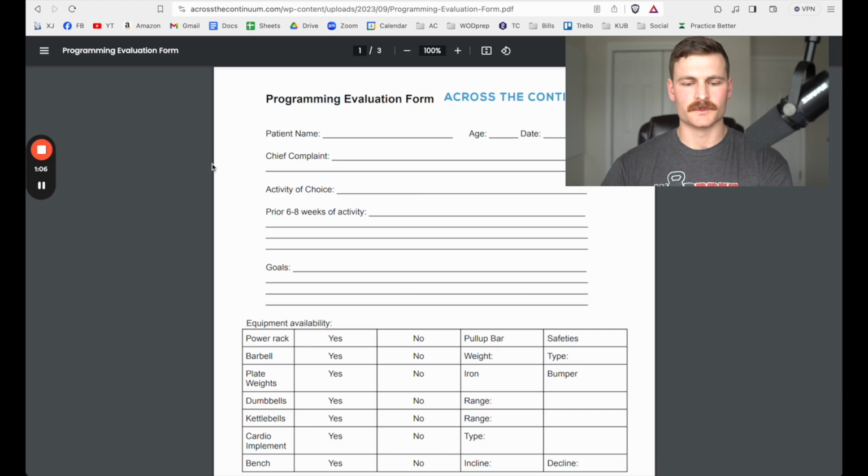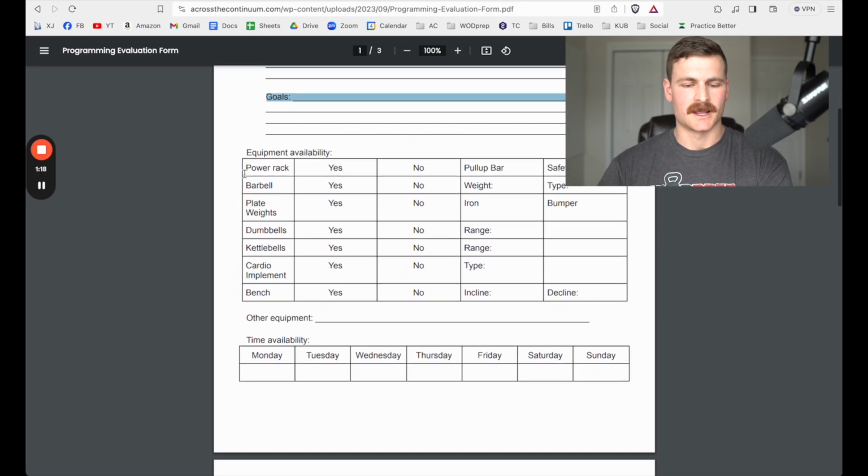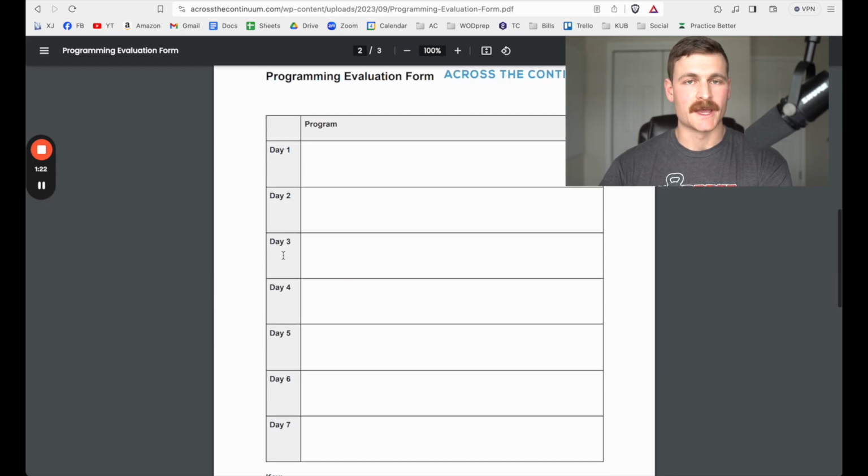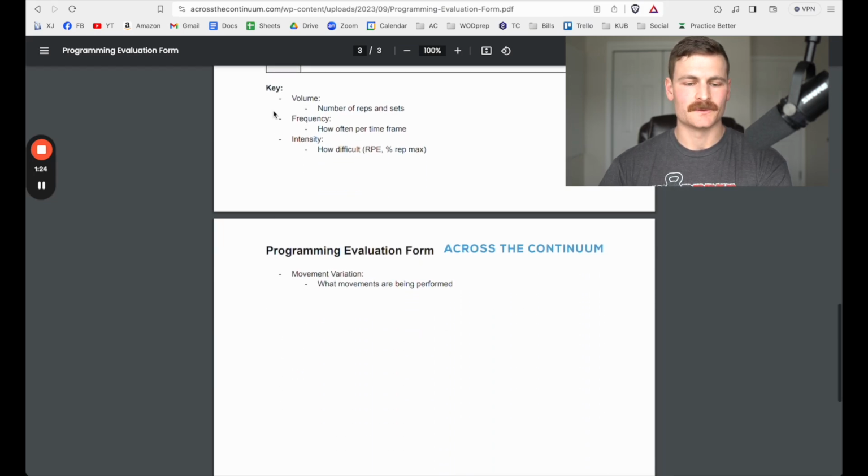So this is what the form looks like. It's got everything that we're going to need to ask them, including their age, their name, what their chief complaint is, the activity that they're currently doing, their current activity level, their goals, and then it has a spot for all of their equipment and a spot for you to write their program for them, with little hints about what goes into a program.